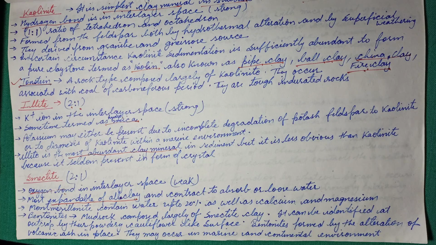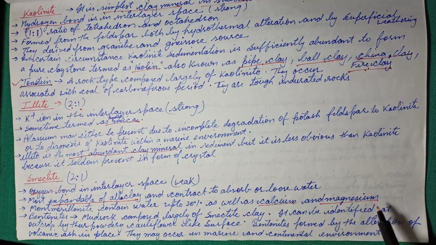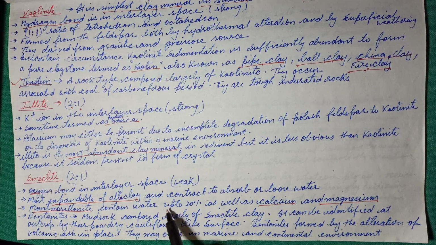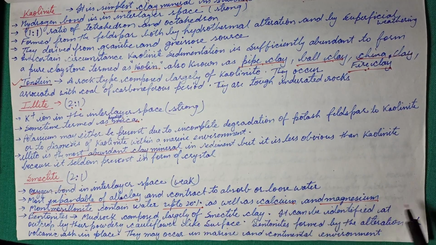Now we have read earlier, the smectite is also known as montmorillonite. Okay, so montmorillonite contains water up to 20% as well as calcium and magnesium. So montmorillonite is a type of smectite which contains 20% of water as well as calcium and magnesium. So the important thing for montmorillonite is there is 20% of water and calcium, magnesium.